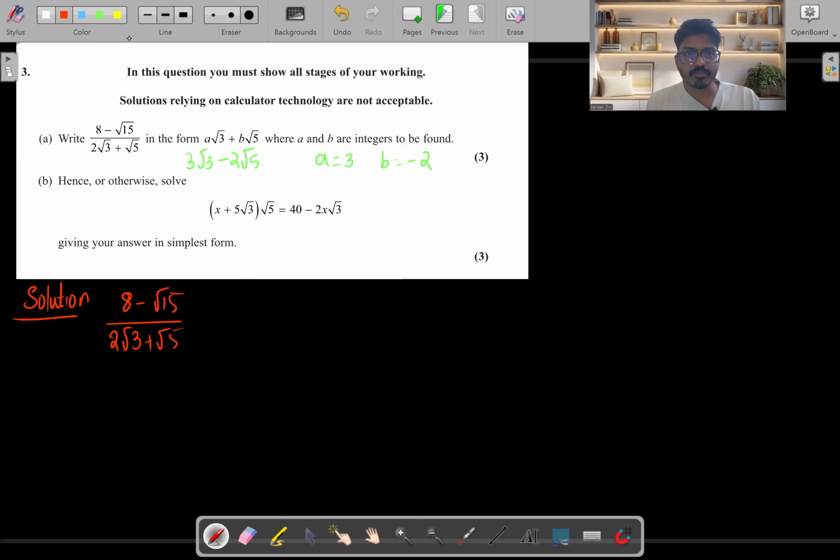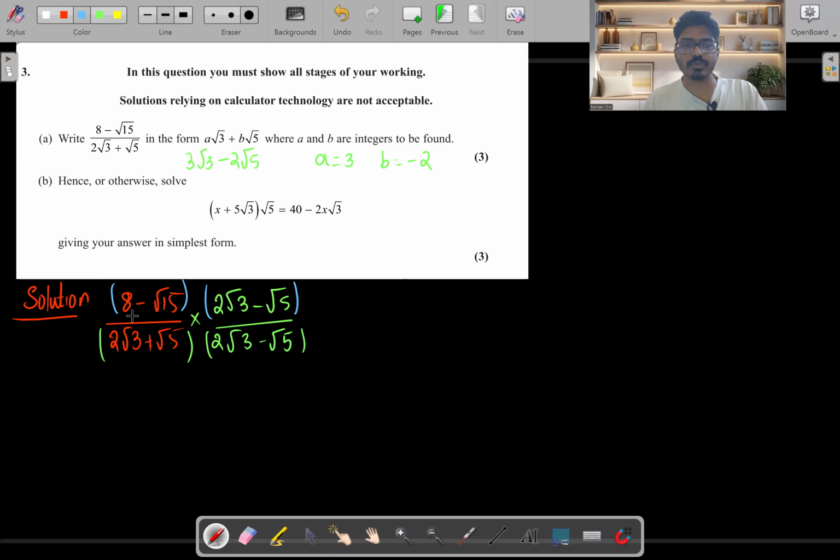So here, the first step, you need to do rationalizing. So what is rationalizing? You have to write 2 root 3 minus root 5 in the numerator, and 2 root 3 minus root 5 in the denominator. So rationalize by multiplying the numerator and denominator. Don't forget to put parentheses around everything. If you don't put parentheses, your answer is going to be wrong. So let's solve the numerator, and before that we can solve the denominator.